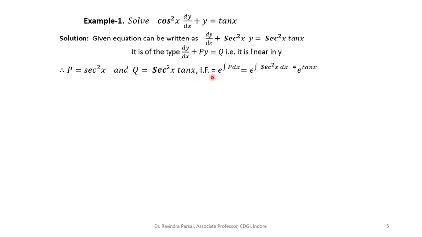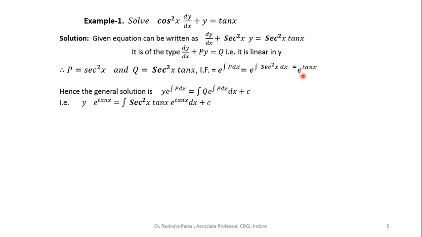So therefore now you will find the integrating factor as e raised to integral of p dx, that is integral of cosec x dx, that is cosec x integration is tan x... so e raised to tan x. Therefore on this basis you can write the general solution by using the above formula, that is y e raised to tan x equals integral of cosec x tan x into e raised to tan x dx.